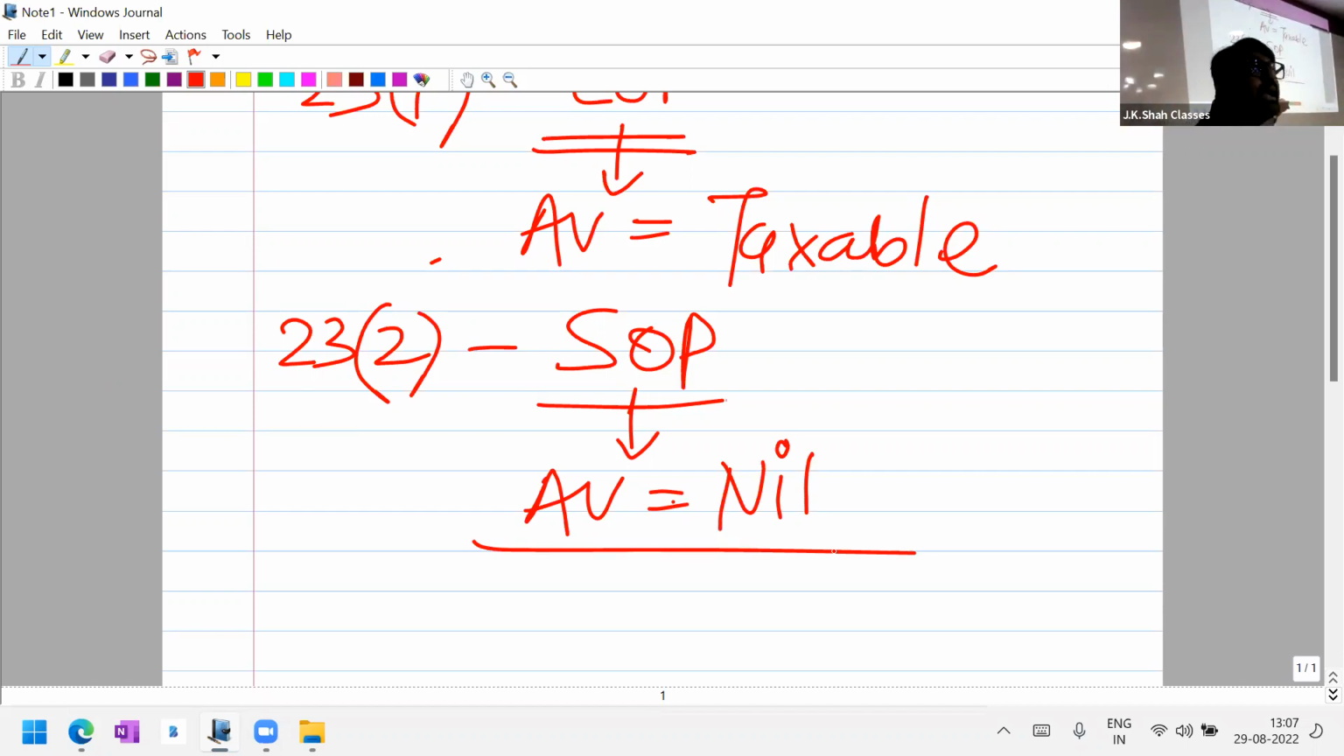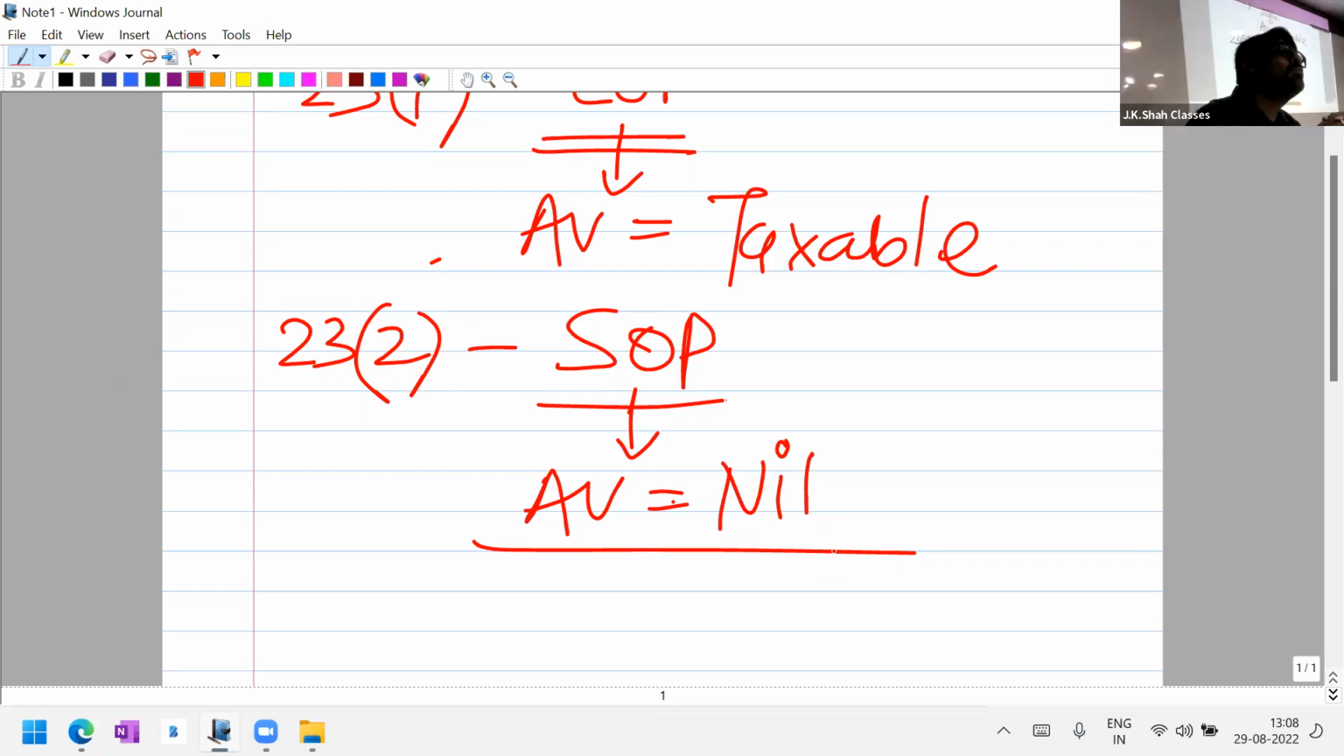For how many SOPs you can do this? If you say that you have one SOP, annual value exempt. Even if you have two SOPs, annual value exempt. Wow, this is so nice. Whenever I say that property is self-occupied, annual value is exempted.